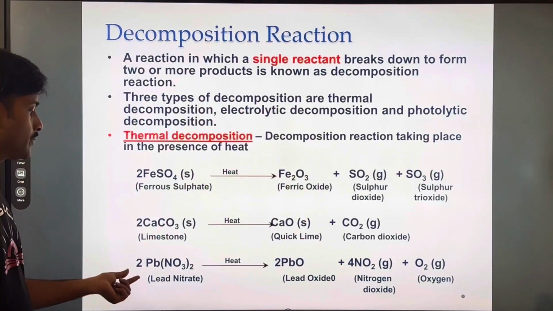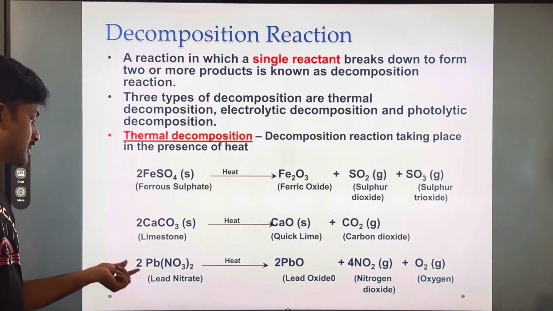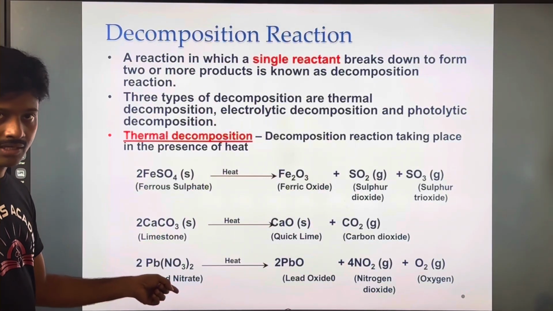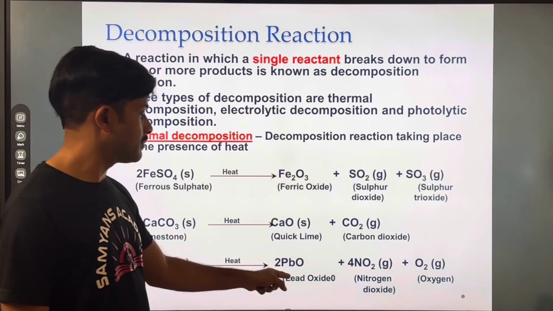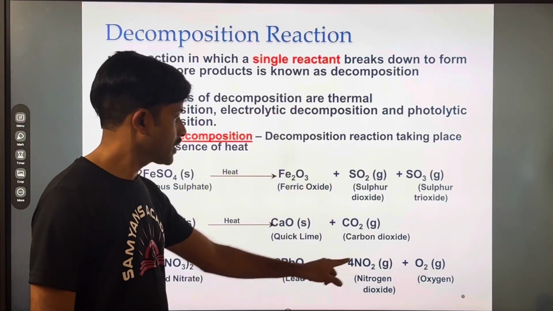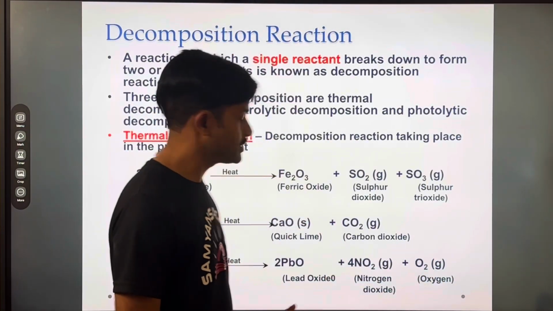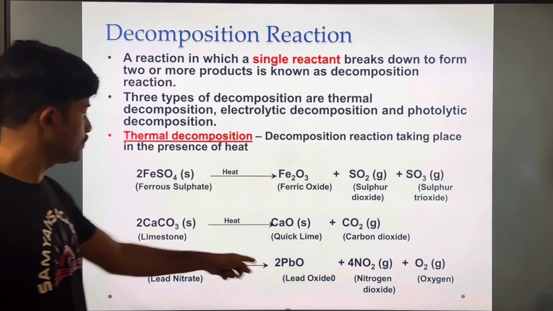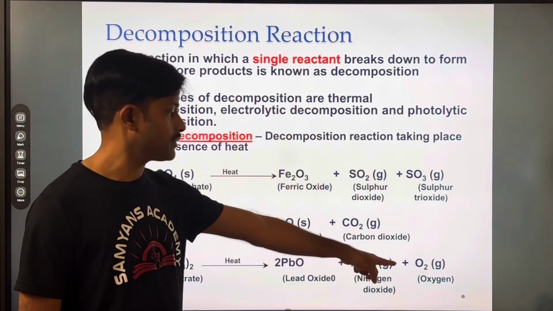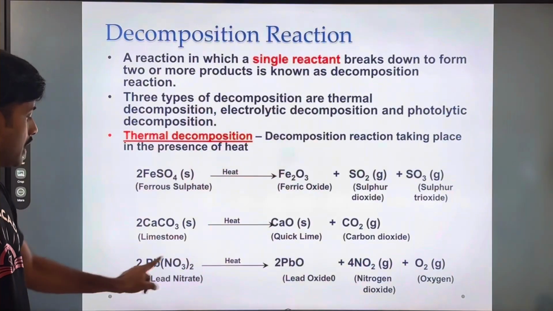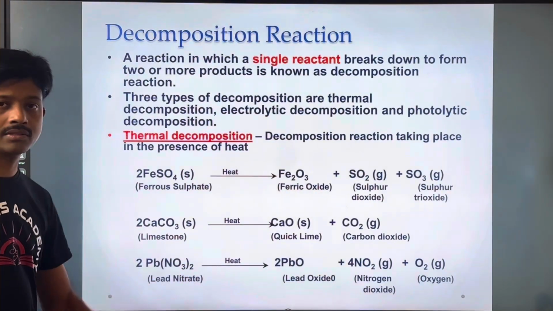Now lead nitrate, Pb(NO3)2. This is the lead nitrate which is in the aqueous state. When it is decomposed, it decomposes into lead oxide, nitrogen dioxide, and oxygen gas. Just remember this balanced equation, 2, 2, 4, 1: 4 moles of nitrogen dioxide, 1 mole of oxygen, 2 moles of lead oxide, and 2 moles of lead nitrate. Just balance the equation and leave it.